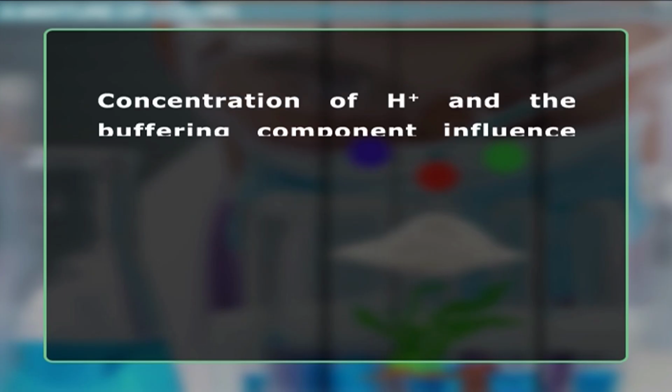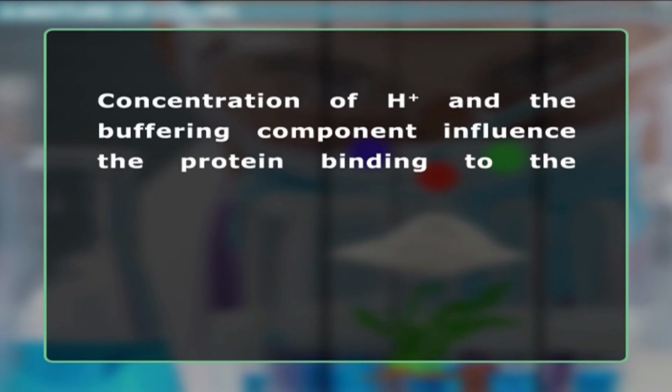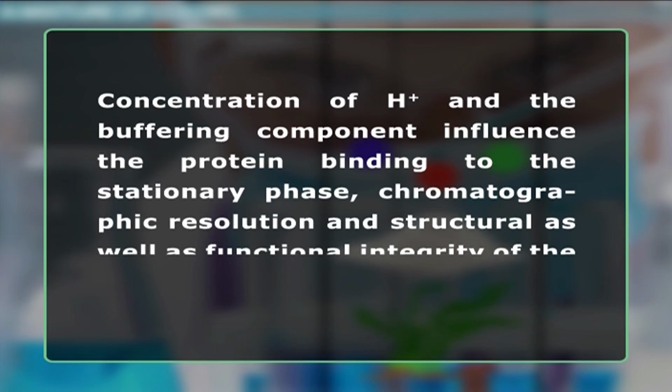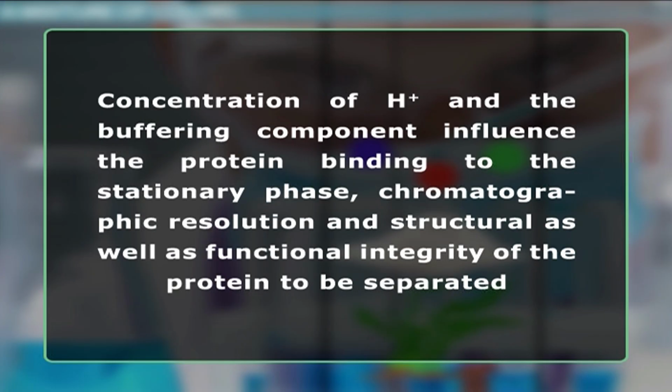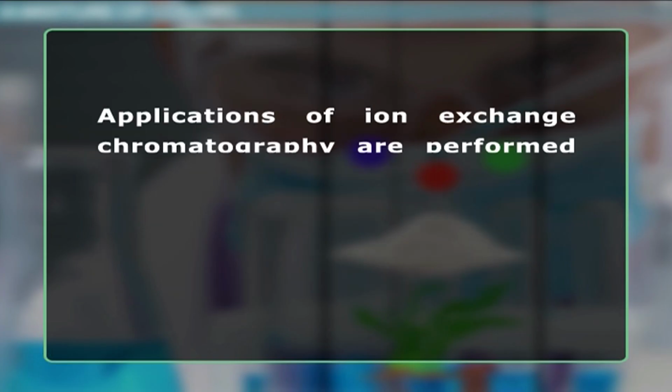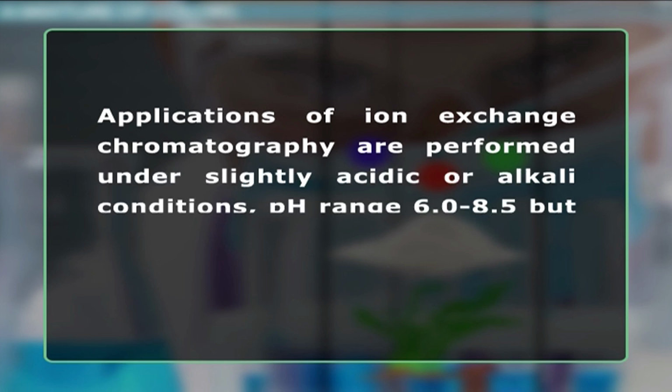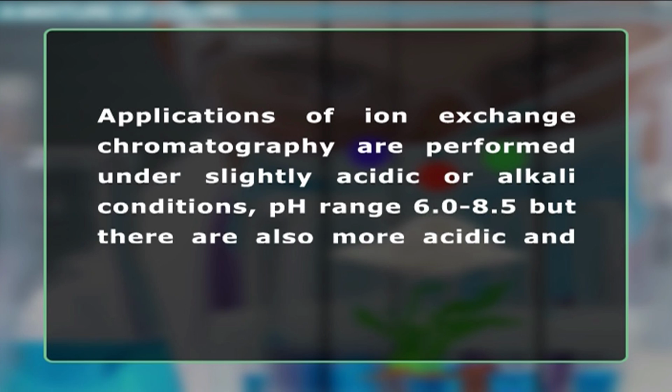The concentration of H+ and the buffering component influence the protein binding to the stationary phase, chromatographic resolution and structure, as well as functional integrity of the protein to be separated. Generally, applications of ion exchange chromatography are performed under slightly acidic or alkaline conditions, pH range 6.0 to 8.5, but there are also more acidic and more alkaline buffers.